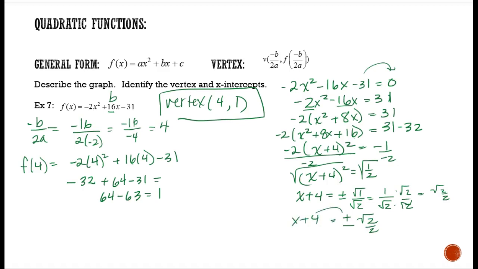Now, got to move that 4 over. So we have x is equal to negative 4 plus or minus square root of 2 over 2. So there's our two x-intercepts. So we have our vertex and our x-intercepts, and that's what we need to be able to solve these. All right, so if you have questions for me, I'm happy to help you when we get into class.